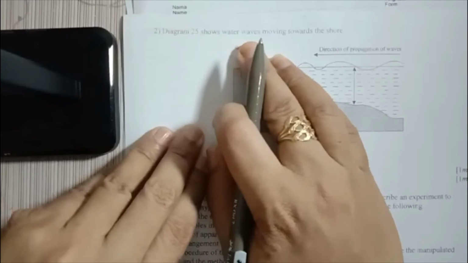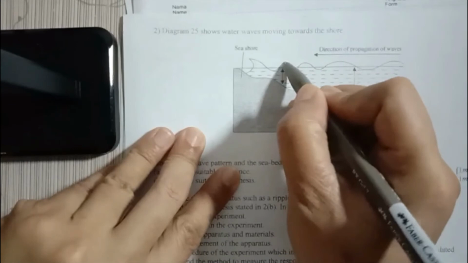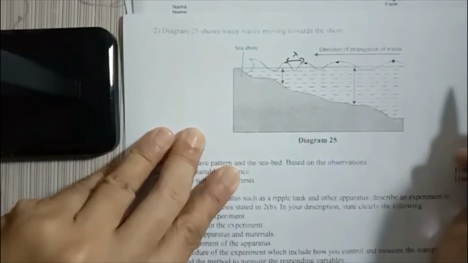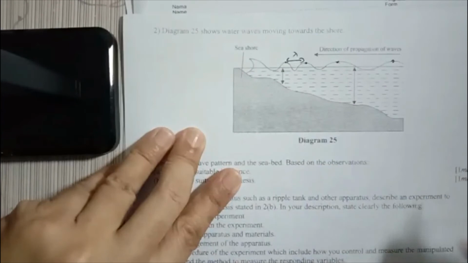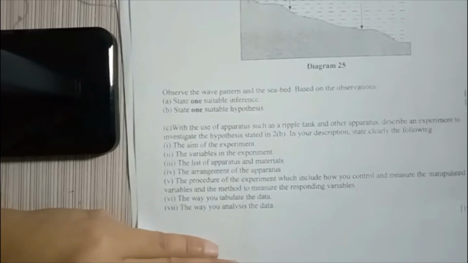Okay, last question. Experiment framework. Diagram shows water wave moving towards the shore. So you can see this is the crest. As you know, the wavelength lambda is the distance between two crests. You can see lambda increases. So you can see the depth also increases. Okay. So based on the observation, what can we say about the inference.